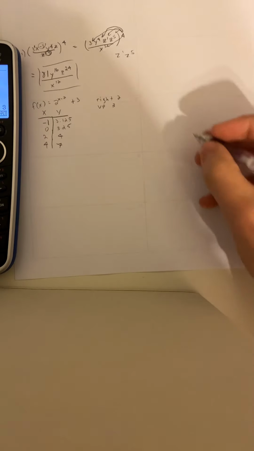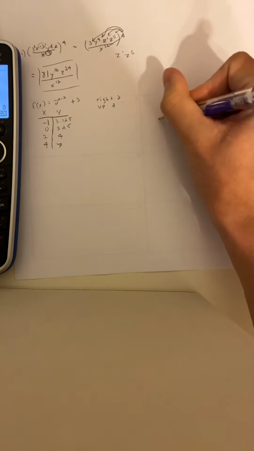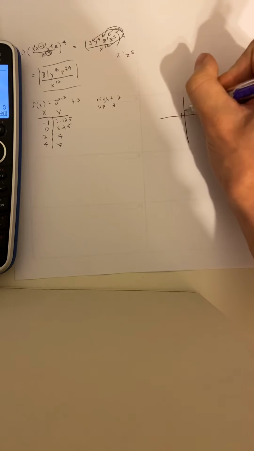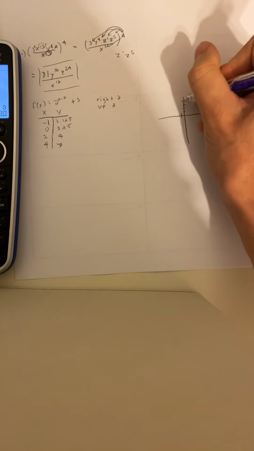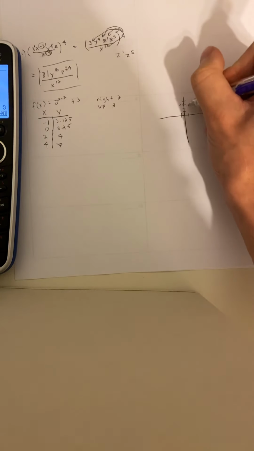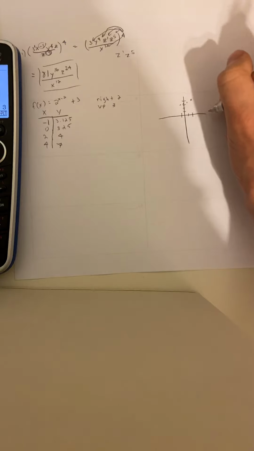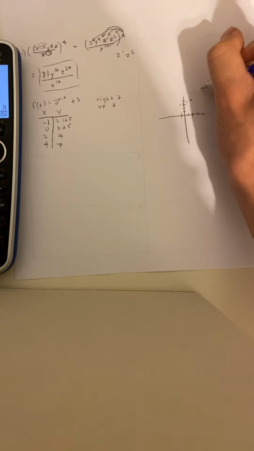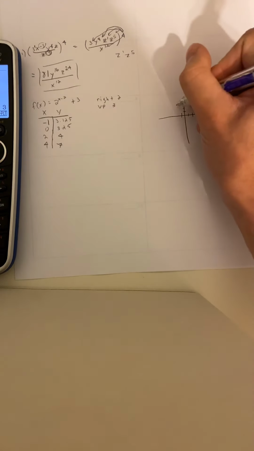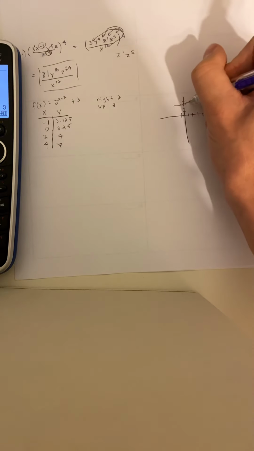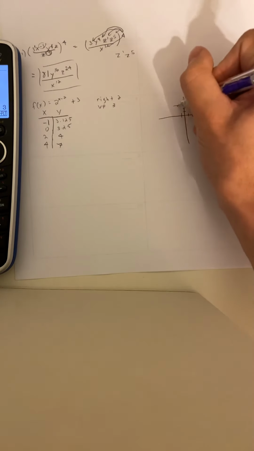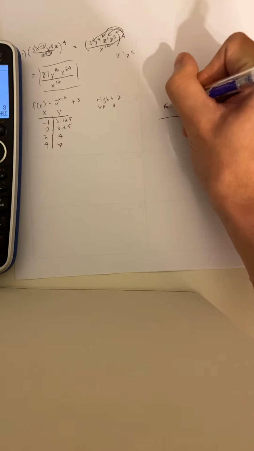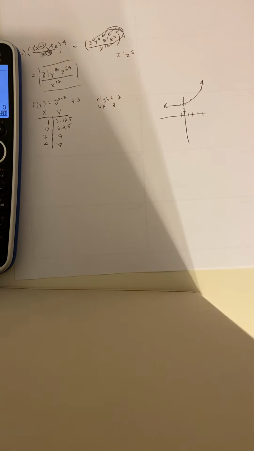So if we want to graph, we make our points, -1, 1, 2, 3, 4. So we're here, here, somewhere up here. Okay, so that's what our graph is going to look like.